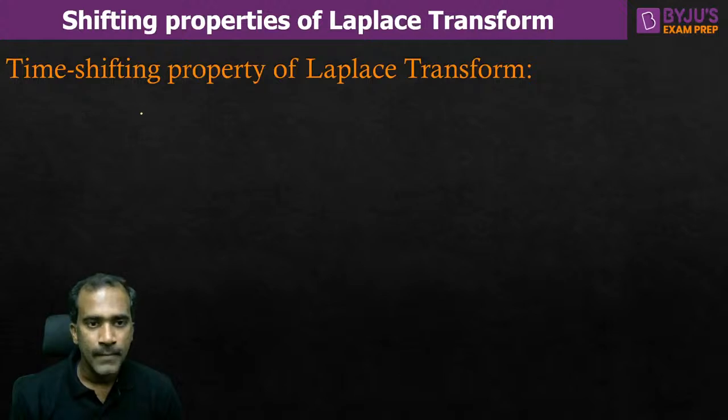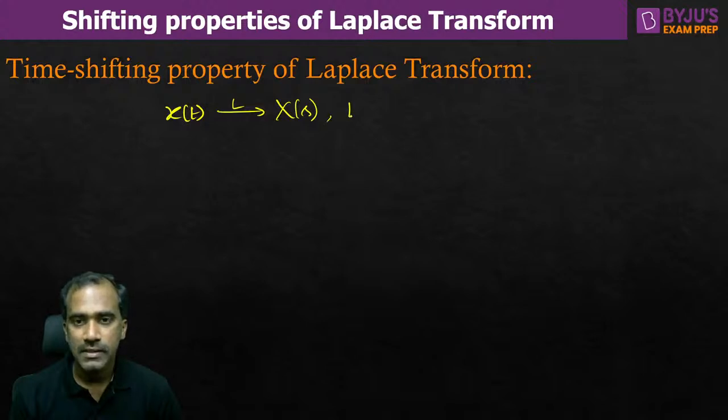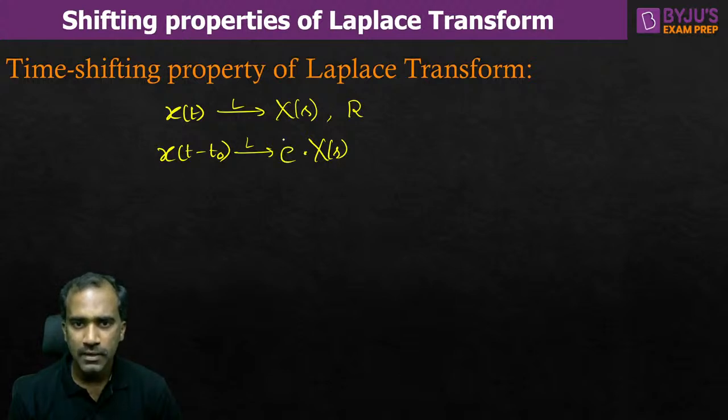Right. x of t, Laplace transform, let's say it is x of s. ROC, let's say R. Now, if a signal x of t is shifted in time towards the right side by t0 seconds, then what happens to the Laplace transform? You can copy the same Laplace transform. A small change will happen in the Laplace transform, which is that an exponential signal is added, e power minus s t0. Along with s, whatever is the shifting part will be there. If it is minus t0, it will be minus t0 here.